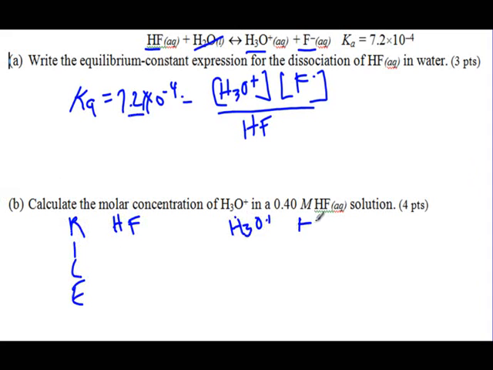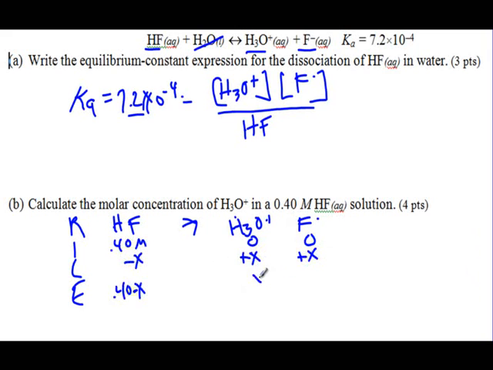and F minus, right? So initially I have 0.4 molar, and initially I have no hydronium and no fluoride ion. So I'm going to lose some amount and gain the same amount from a molar concentration standpoint of my two ions. So this is going to be minus x, and the HF is going to be 0.4 minus x.